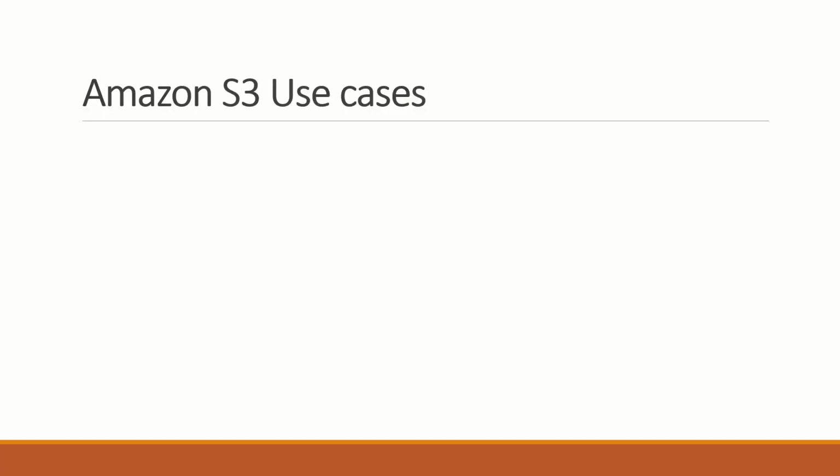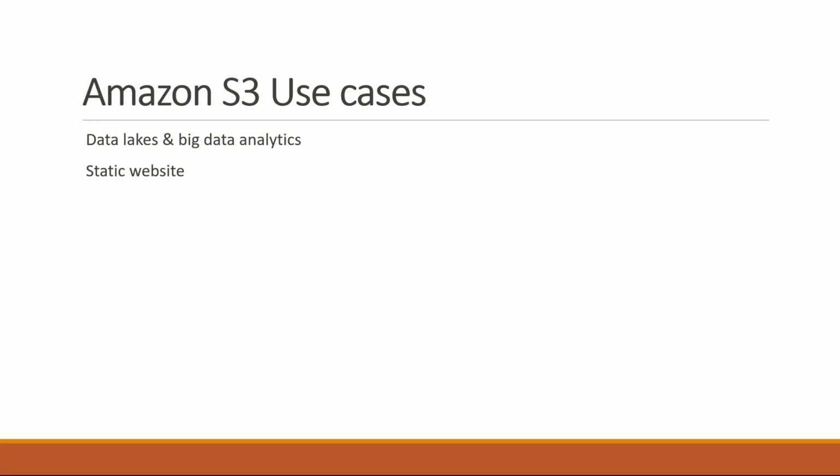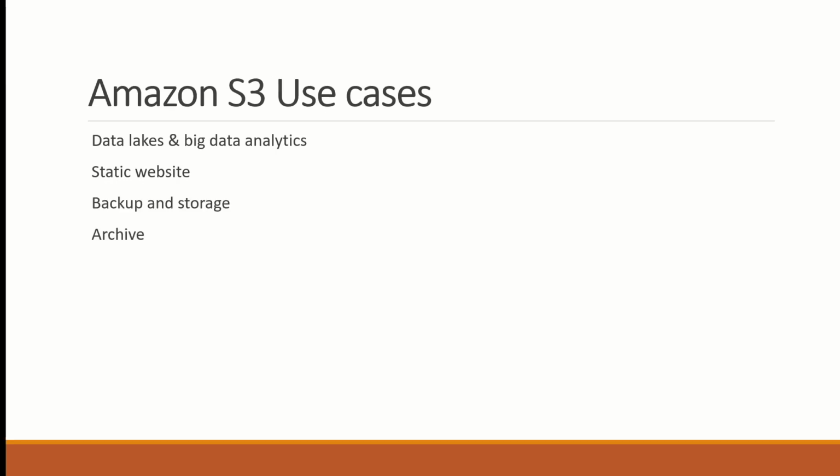So what are the use cases of Amazon S3? The first one is that Amazon S3 can be used as a data lake in big data analytics. We can also use Amazon S3 to build static websites. Another one is for archiving objects as well as disaster recovery. Another one is for hybrid cloud storage, application hosting, and media hosting.